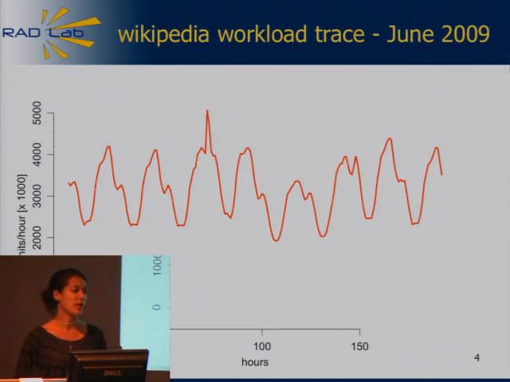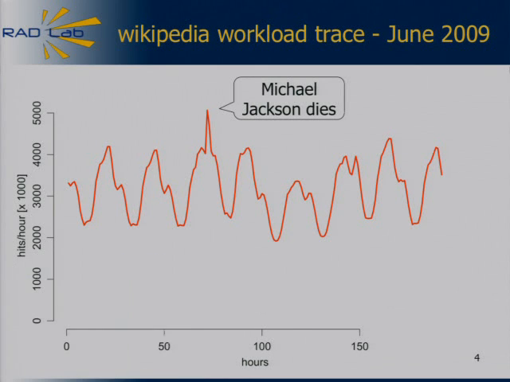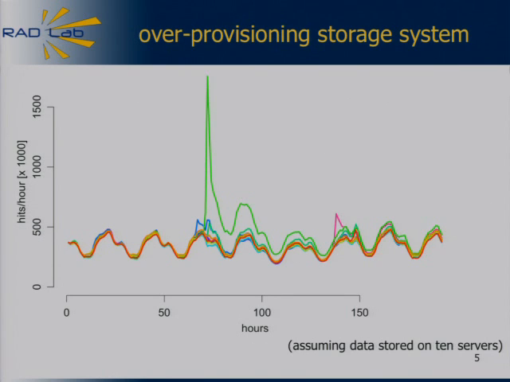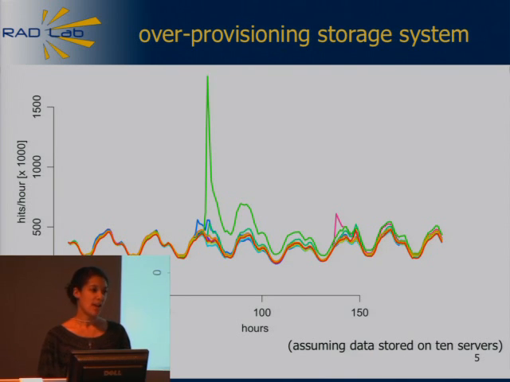To motivate why we want dynamic scaling, let's look at an example workload trace we'd like to support. This is from Wikipedia from a couple summers ago, and it shows the aggregate workload over time. As you can see, it's more or less a diurnal pattern. However, on one of the days there's a spike, which corresponds to when Michael Jackson died. Say we have this storage system and partition the data across 10 nodes. When the spike for Michael Jackson hits, it would be on one particular server, because that is where the data item lives, and the spike would look more like this.